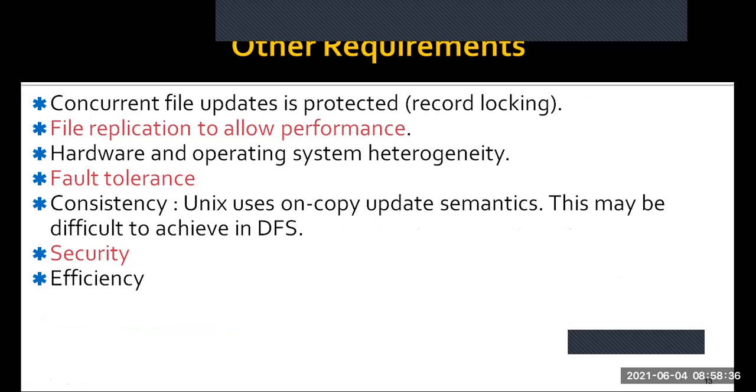Other than the transparency, these are the other requirements that have to be faced in real time by the distributed file system. It has to handle concurrent file operations. It has to maintain file replication at the same performance level. It has to tolerate hardware and operating system versions. It has to tolerate different faults occurring in the environment, and consistency has to be maintained in the data, and security and efficiency have to be maintained in parallel when giving access to the data on an open network or the public network.